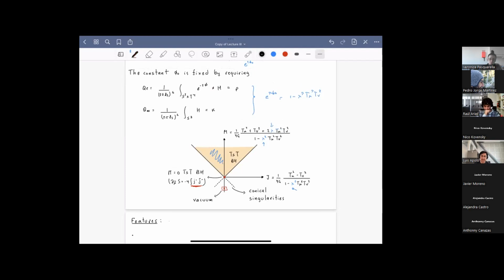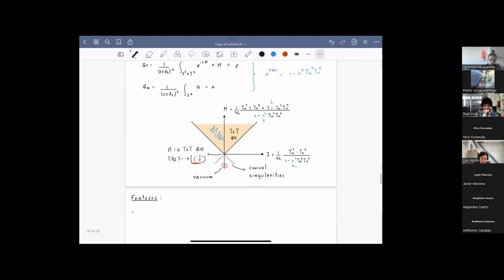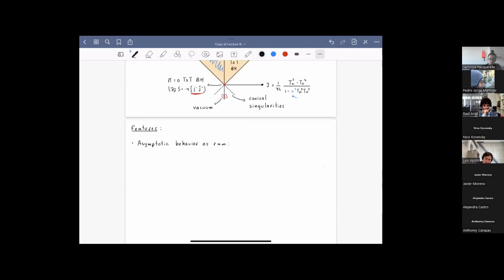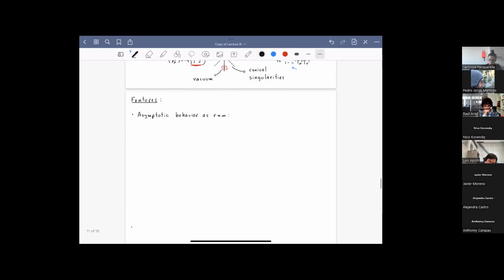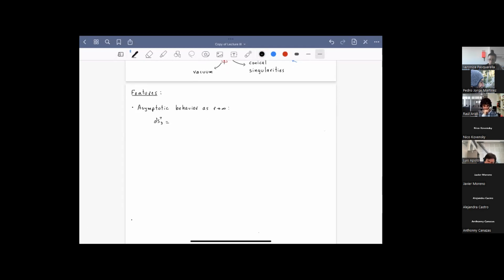Okay, so what are the features? There are many features that we can extract from this geometry just by looking at it. Let me tell you what they are. First, we know that the asymptotic behavior has changed, and it has changed in a dramatic way, in the sense that before we had a divergence in this term as we went to infinity, but this is no longer the case. Similarly, the B field is finite at infinity, but now the dilaton, which used to be constant, now diverges.